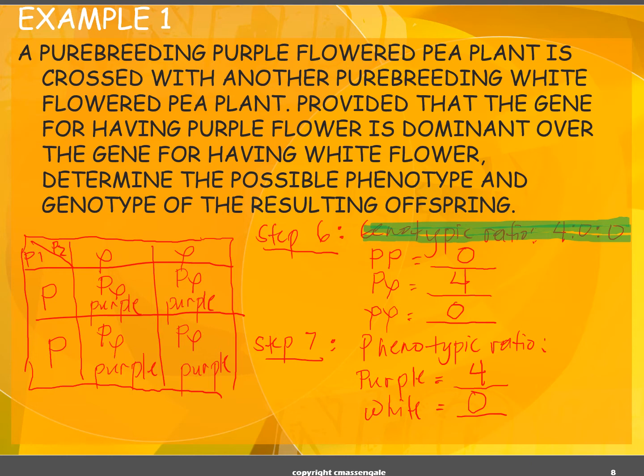So, what is the phenotypic ratio now? The phenotypic ratio is 4 is to 0. So, that is our phenotypic ratio. Ayan. So, phenotypic ratio is 4:0. Okay? Ayan. Let's continue. So, that's how we answer monohybrid cross. So, we will use steps number 1 to 7. Okay? Now, let's continue with another example.